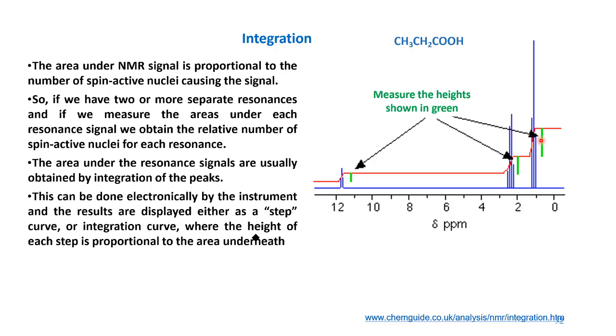If we have two or more separate resonances, and we measure the areas under each resonance signal, we obtain the relative number of spin active nuclei for each resonance. The area under the resonance signal is usually obtained by integration of the peaks, and this can be done electronically by the instrument, and the results are displayed in steps. As you can see, the steps are visible here, and this is the integration curve, where the height of each step is proportional to the area underneath. So the height is proportional to the area underneath for these peaks.